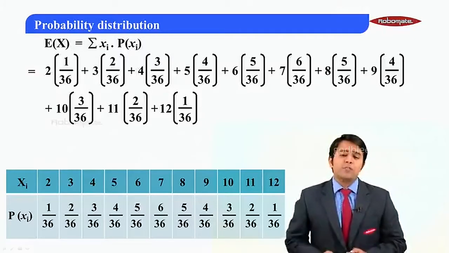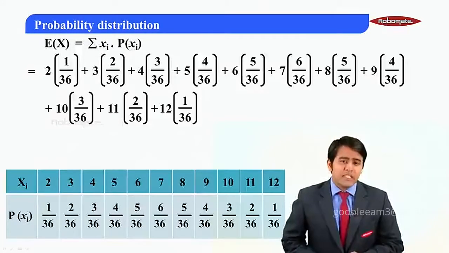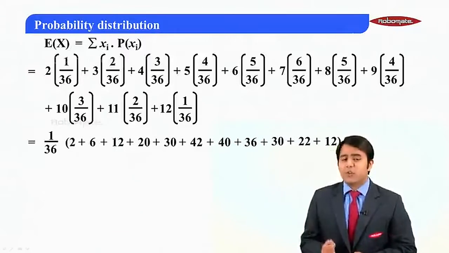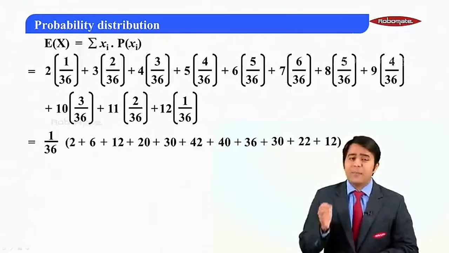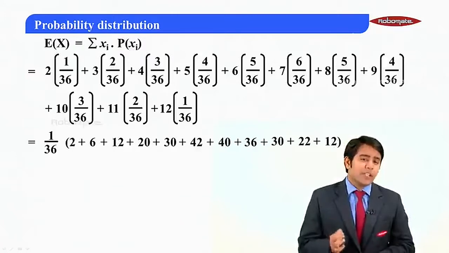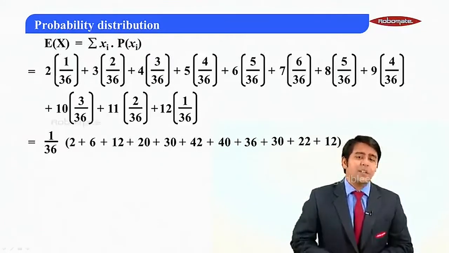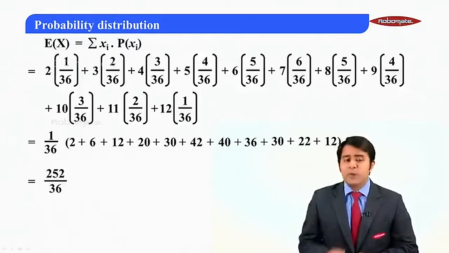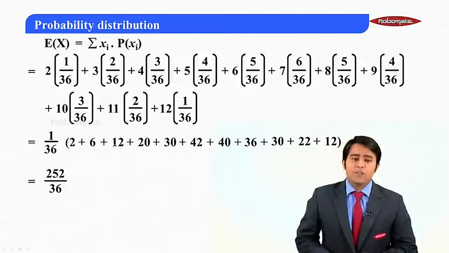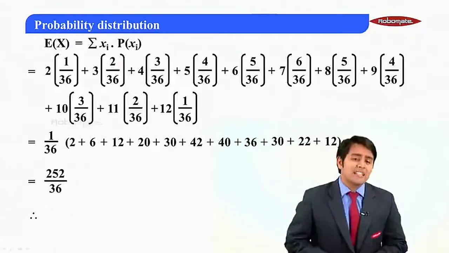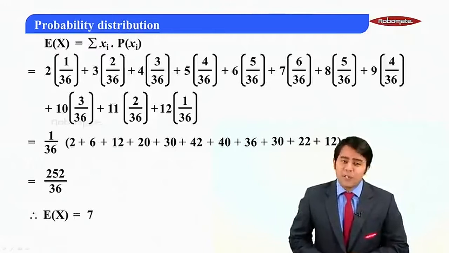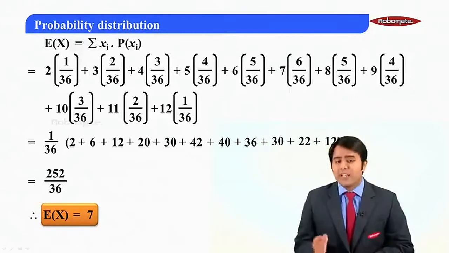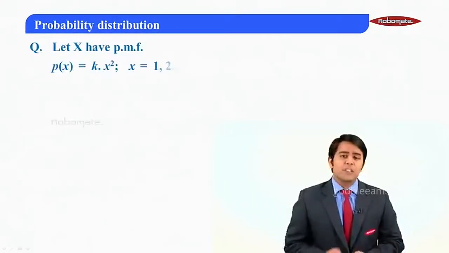Now if you observe, 1 by 36 is common in all these. So taking 1 by 36 common, the remaining terms will be as follows: 2 plus 6 plus 12 plus 20 plus 30 plus 42 plus 40 plus 36 plus 30 plus 22 plus 12. Now on adding these elements, I get the value as 252 upon 36. On further simplification, this value turns out to be 7. Therefore E of x is equal to 7. The expected value is 7. So this is how we calculate expected value. Let us move further to the next example.